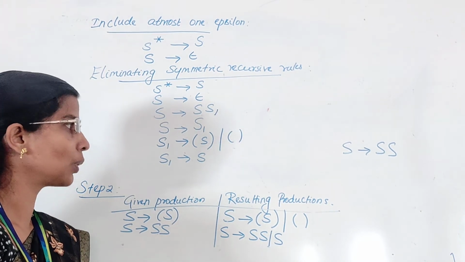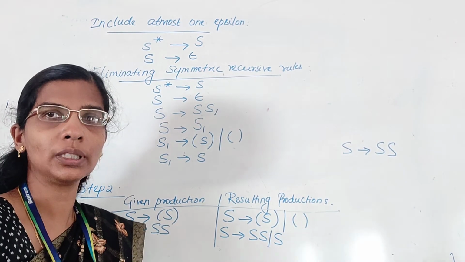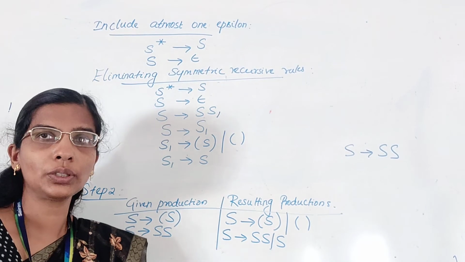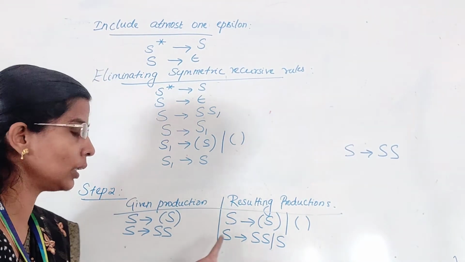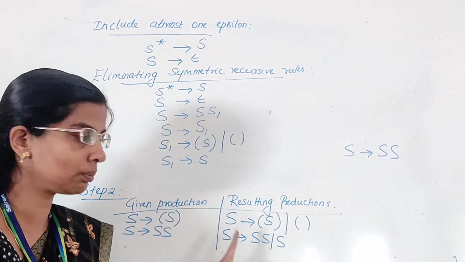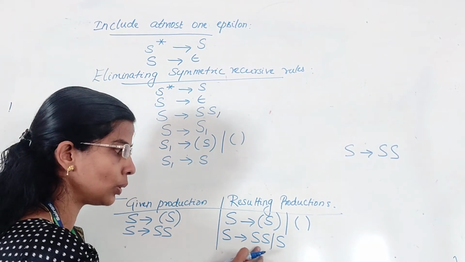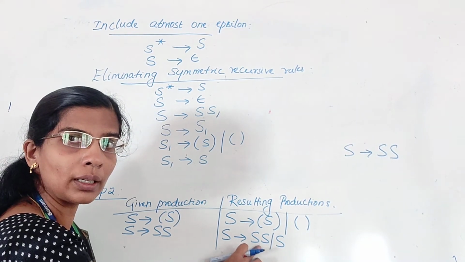And at last you have to write your grammar. You have to write your final grammar, G is equal to V, T, P, S. And one more thing you have to see here. There are two productions here. S tends to SS and single S. This double S is a symmetric recursive rule.